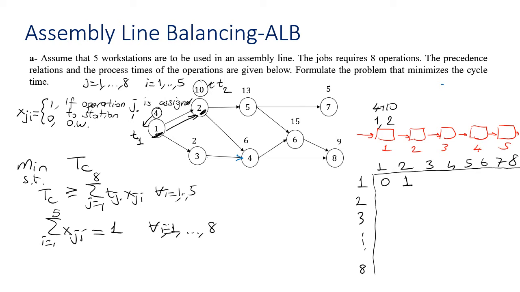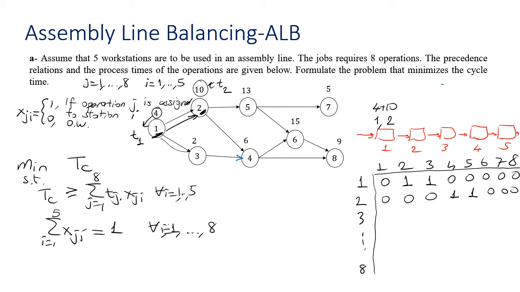Between 1 and 3, look at this graph, 1 precedes 3. Between 1 and 4, there is no direct precedence relationship, so you don't need to write that one, so it is 0. 1 and 5, 1 and 6, 8, and 7 and 8, they are all 0. So 2 and 1, there is no precedence relationship. 2 and 2, 2 and 3, 2 and 4, 2 and 5, and others.